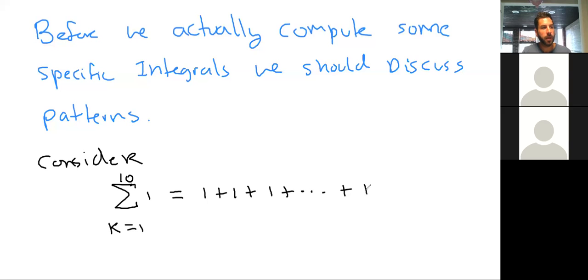How many times am I going to add up 1? Well, if you understand this notation, it says we're going to add it up 10 times. So if you took the number 1 and added it up 10 times, you expect to get 10 times 1. That's basic arithmetic, or 10.